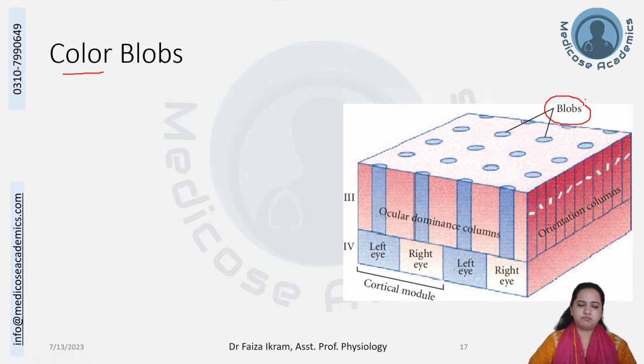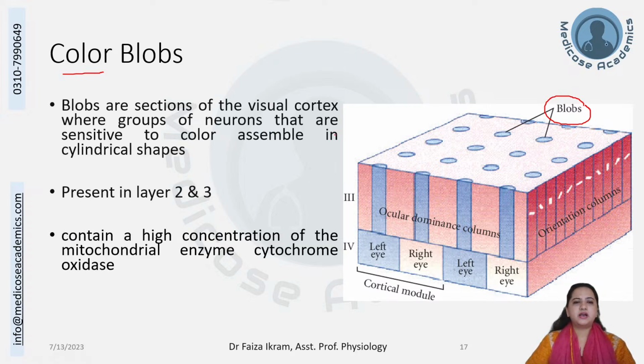Color blobs are basically the group of neurons which are specifically sensitive to color vision. They are arranged in cylindrical shapes inside the visual cortex, and these are present in layer 2 and 3. Although the parvocellular pathway neurons terminate in layer 4, the message is also sent to color blobs in layer 2 and 3.